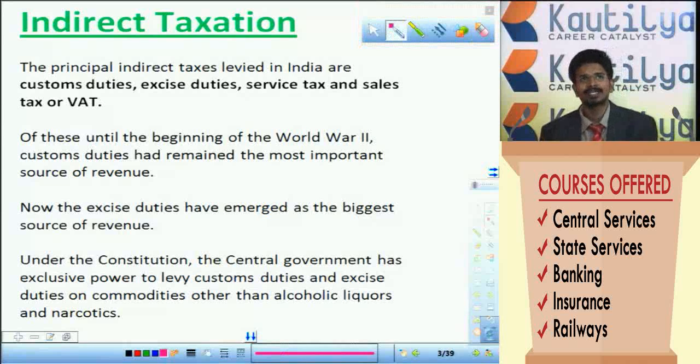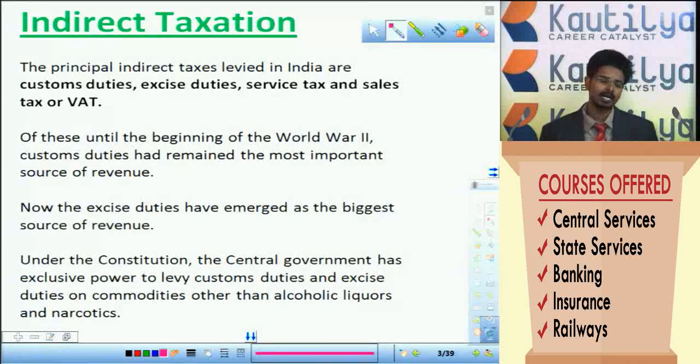So the different kinds of indirect taxes which exist in India are the customs duties, the excise duties, the service tax, and the sales tax or value added tax. Customs duties, as you know, are levied on imports and exports. For example, if India is importing some goods like petroleum oil and it is exporting some goods like gems, jewelry, electronic products, the government of India levies this customs duty on the merchants. That is what customs duty is about.